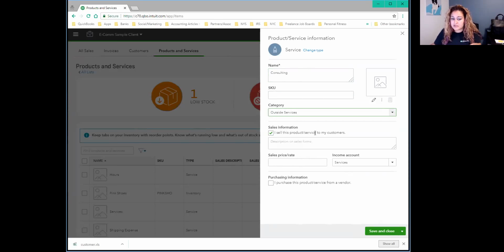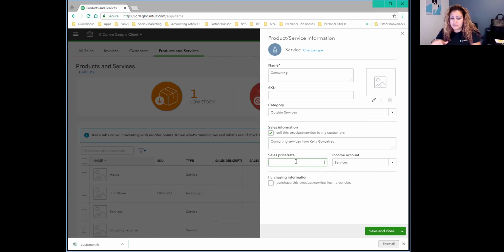You will say that you sell this product or service to your customers, and then anything you put here is consulting services from Kelly Gonsalves. This is what's going to go on the invoice line. So this is going to show, on this day, this is what we did, this is the amount. Now this gets to the price and the rate that I talked about.